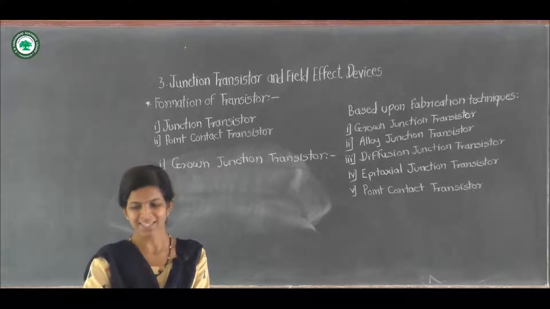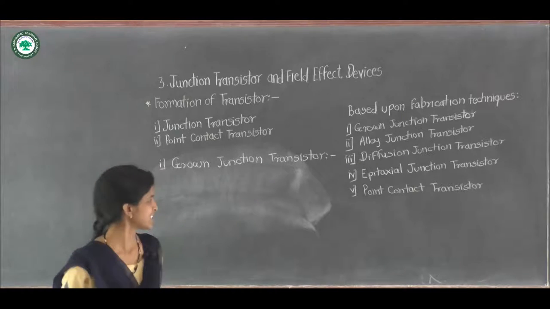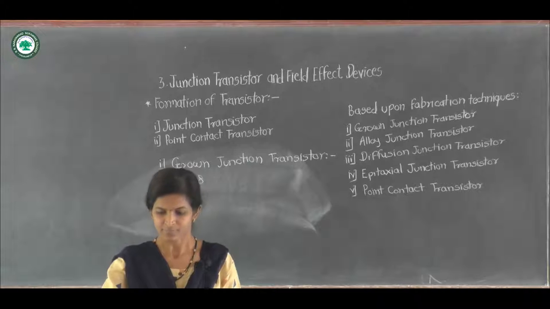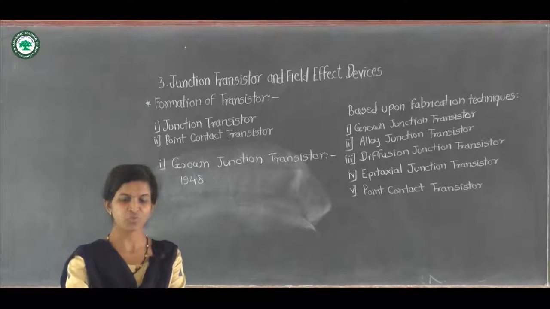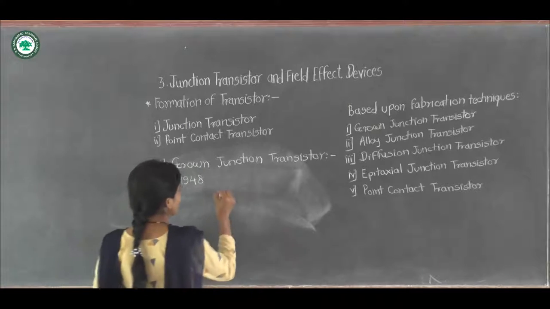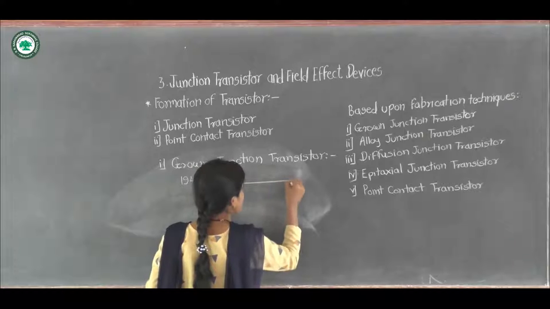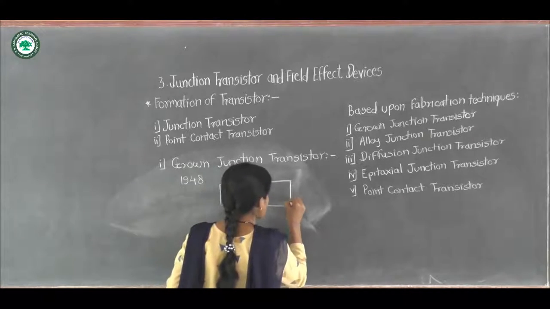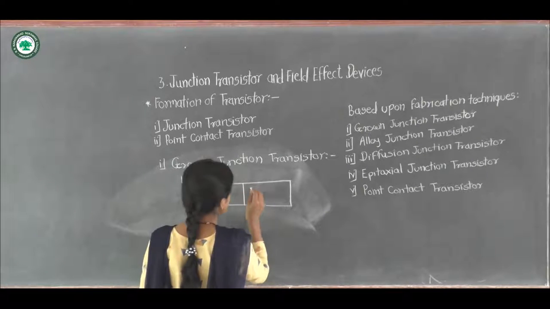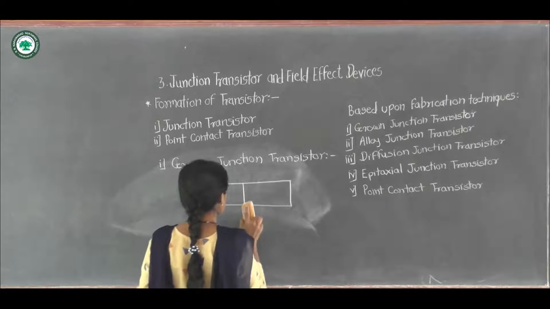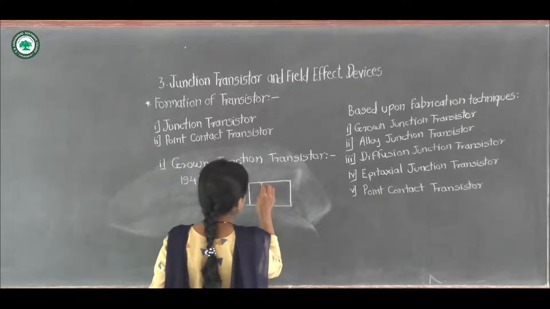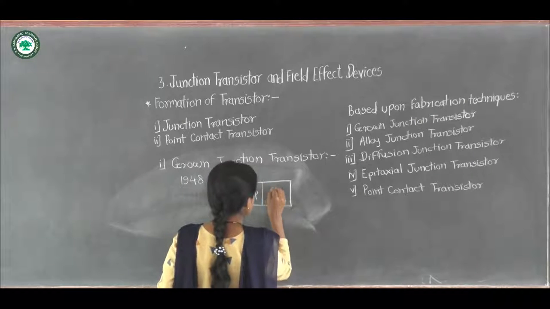This type of transistor was developed in 1948 by William Shockley. The Czochralski technique is used to form the PN junction of the grown junction transistor. Here, this is the N region, this is the P region, and this is again N region.